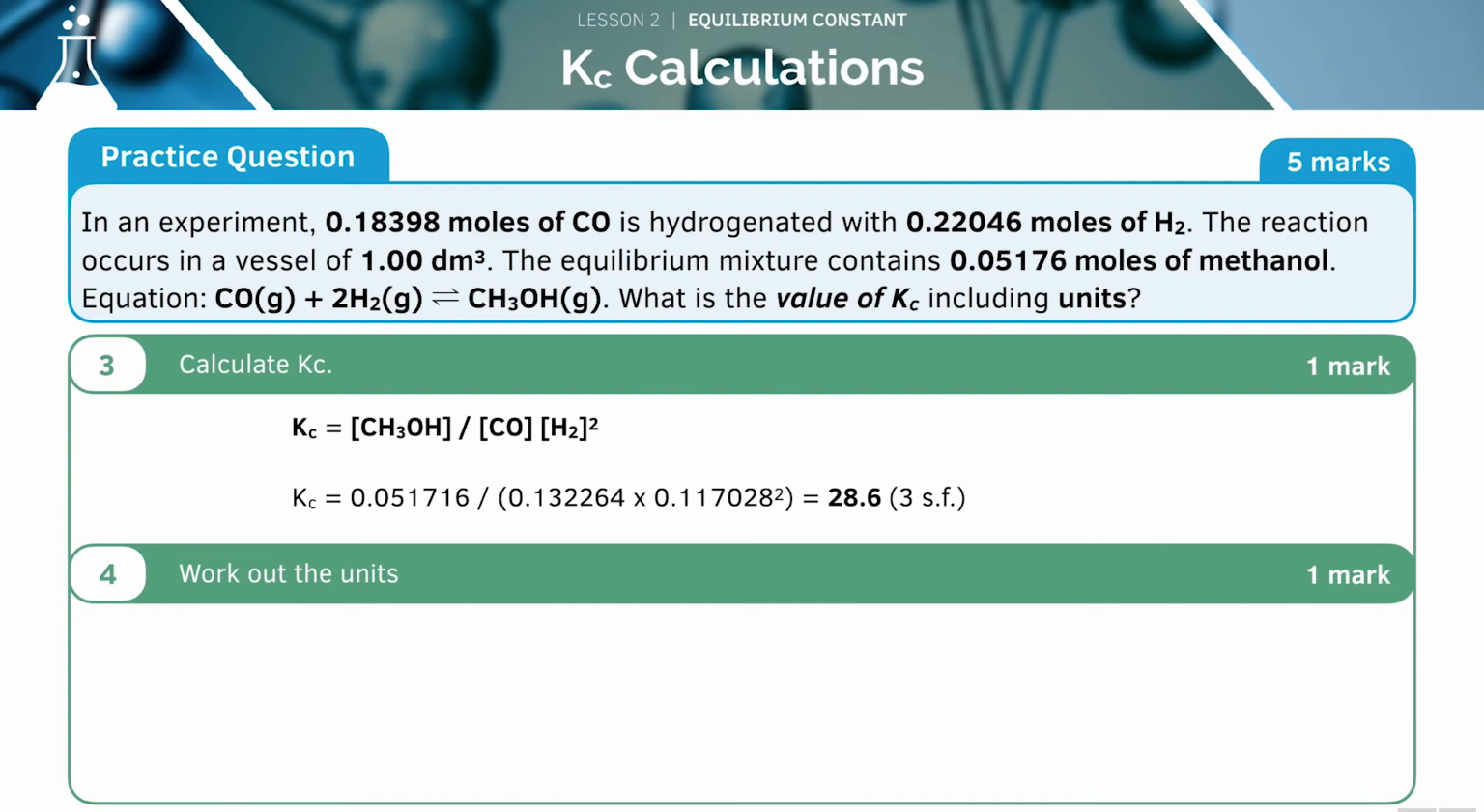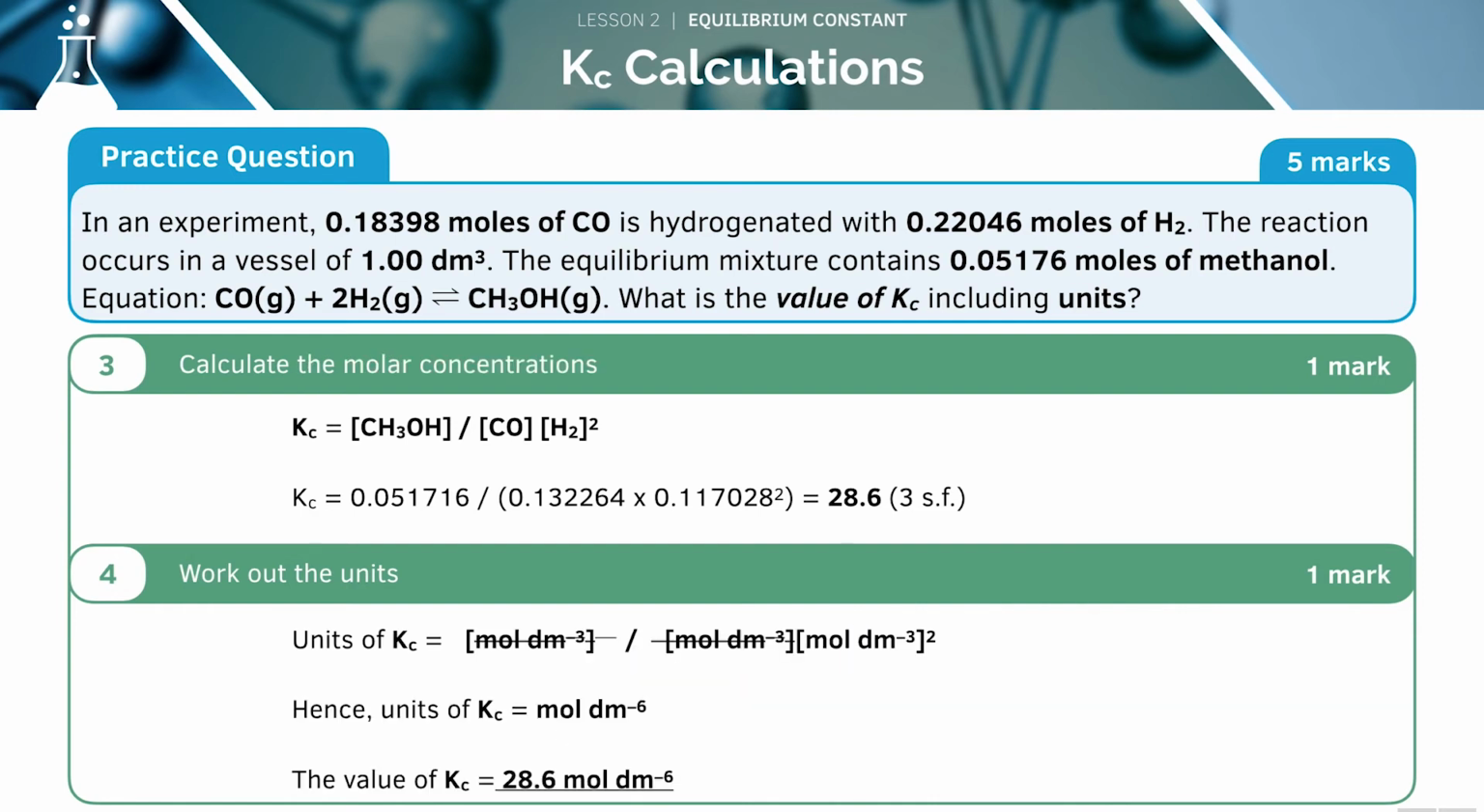Now, we need to work out the units for this particular answer. In this case, it will be moles per decimetre to the minus 6. Therefore, our final answer for Kc will be 28.6 mol dm to the minus 6.